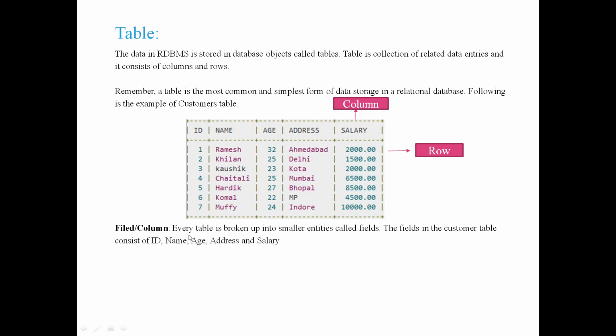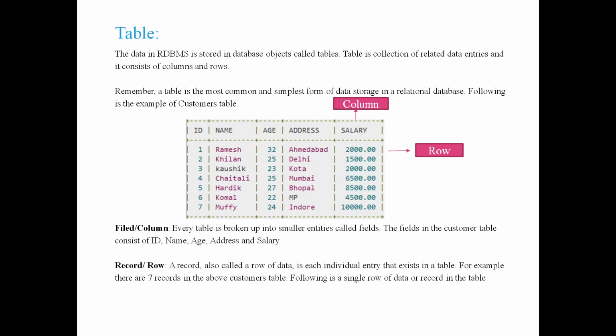Field or a column. Every table is broken up into smaller entities called fields, that is your columns. The fields in the customer table consist of ID, name, age, address, and salary. So the ID, name, age, address, salary are columns inside this table. In the same way, a record is a complete record called a row. You can see Ramesh, 32, Ahmedabad, and salary 2000 is a complete row, or we call it a complete record.